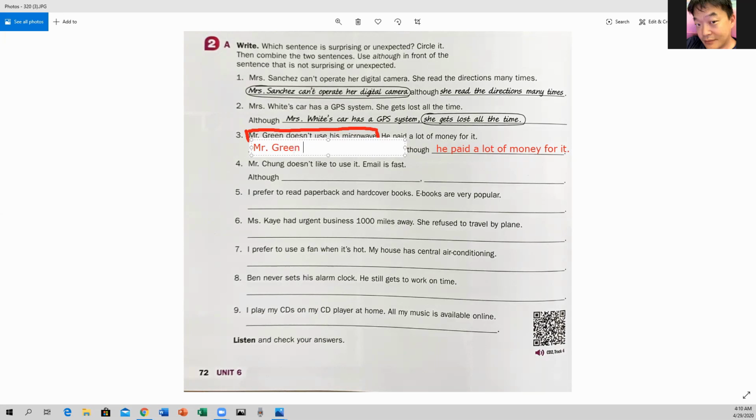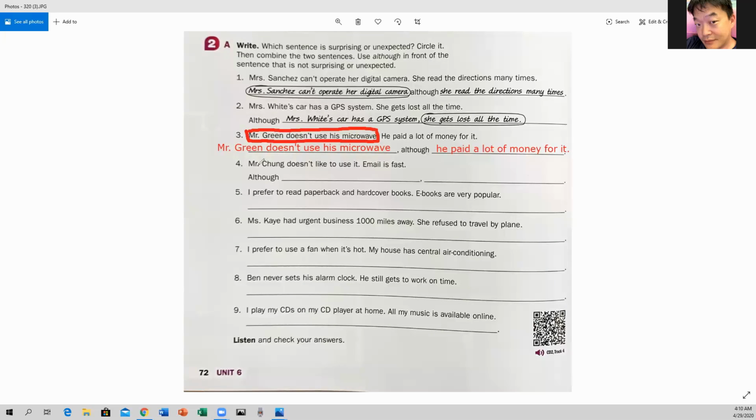Mr. Green doesn't use his microwave, okay? Although he paid a lot of money for it. I know it's kind of confusing, but it's simple. If you practice and you focus, it's simple and you'll get it. The secret is practice.